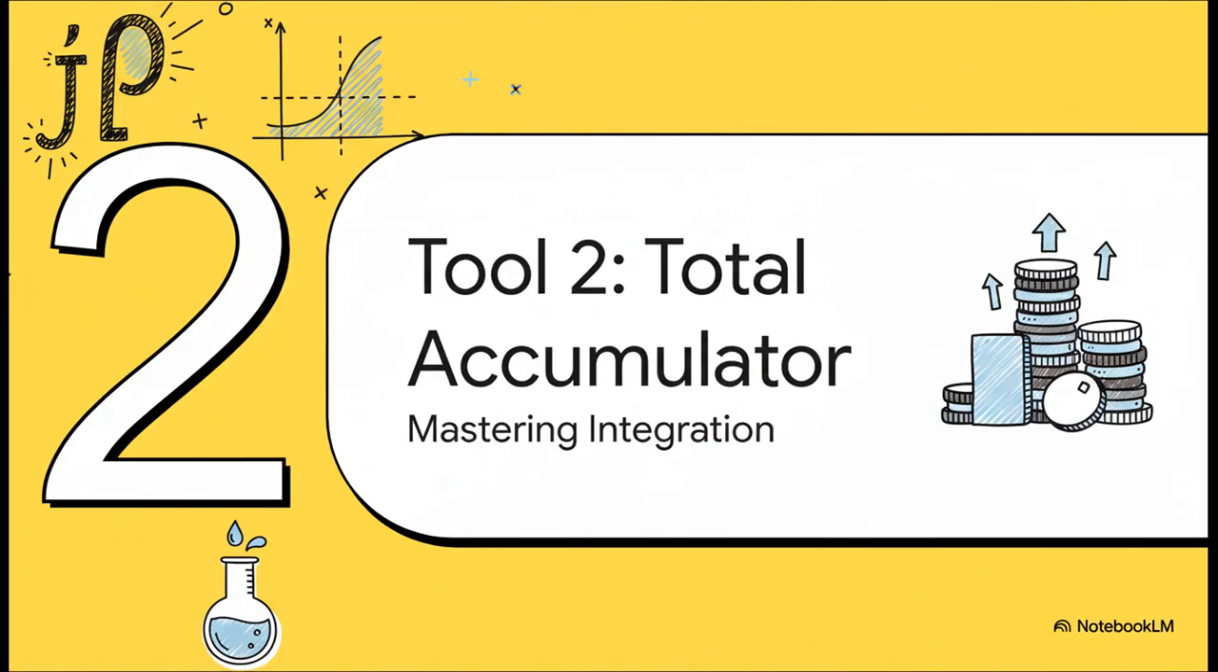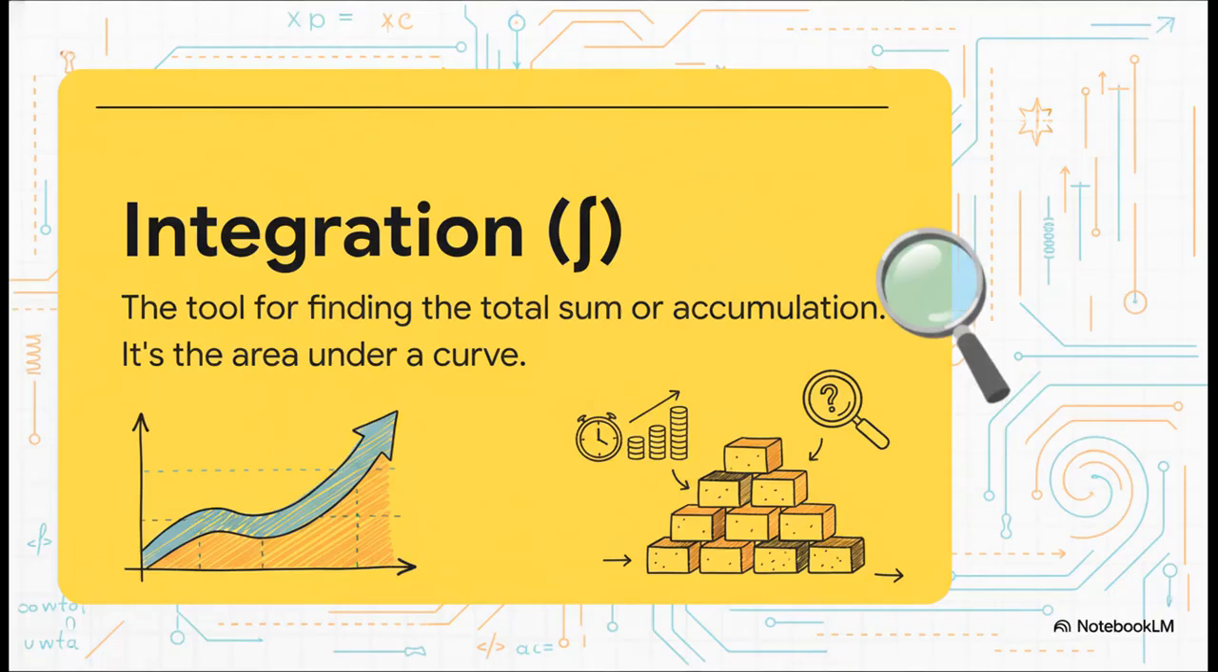Okay, on to tool number 2. Let's call this one the grand total accumulator. You know it as integration. And get this, it's the perfect opposite of our first tool. If the rate detector breaks things down into single moments, the total accumulator, well, it sums them all back up. The key idea here is all about adding up something that's constantly changing.